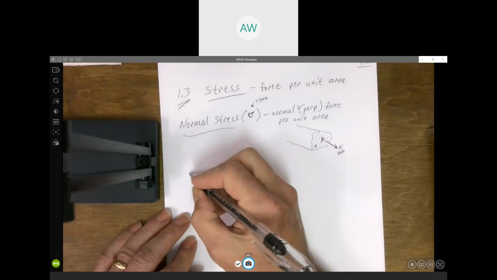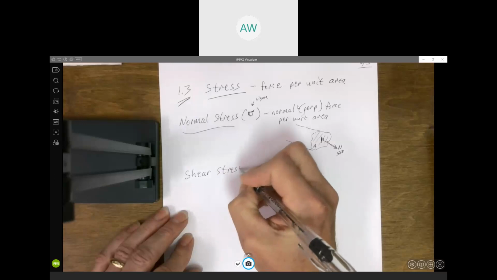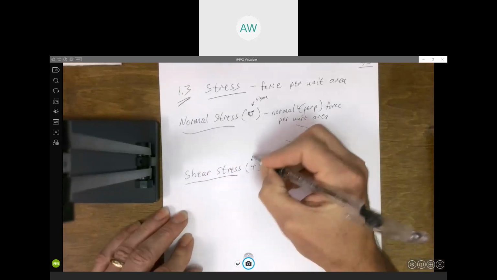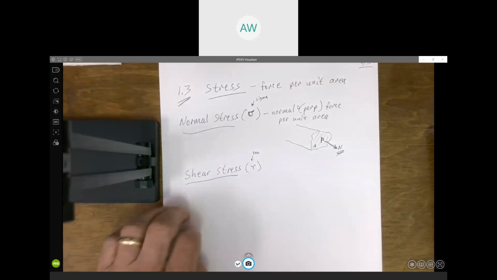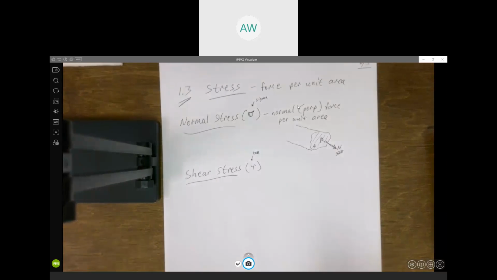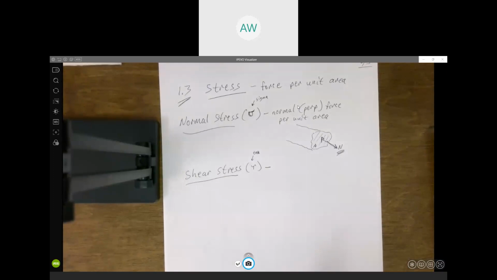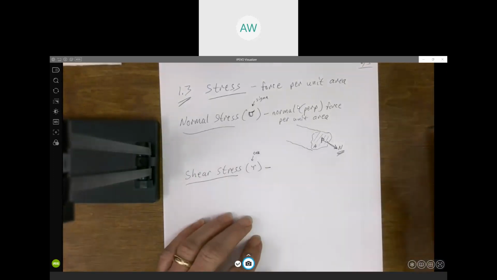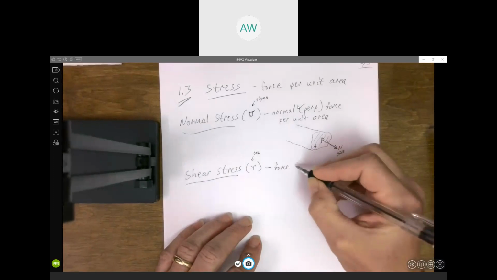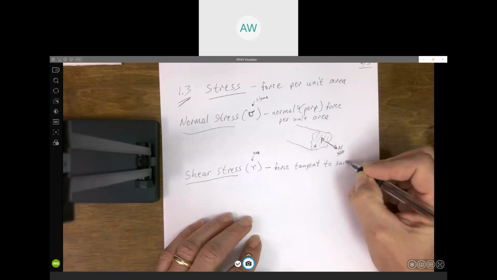Whereas what we call shear stress, notation-wise, is another Greek letter. This is tau, a lowercase Greek letter tau. And this would be the stress due to the force that's tangent or parallel to the cross-sectional area. So it would be the force that's tangent to the surface per unit area.